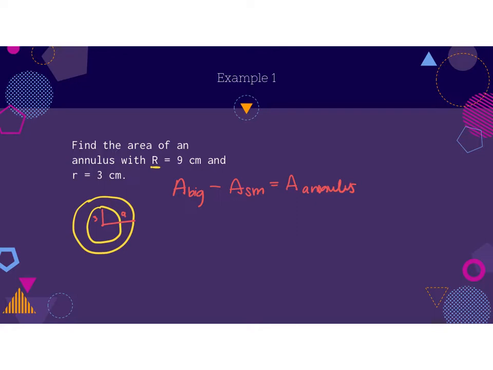So our formula again is pi r squared. If we're looking at the big, we have pi times 9 squared. Then we'll subtract away the area of the small, again pi r squared because it's a circle, so minus pi times 3 squared. We now need to simplify. 9 squared is 81 pi, minus 3 squared is 9 pi, and we can simplify here because these are like terms. We can do 81 minus 9 to get 72 pi, and that's the area of our annulus. Again, leave it in terms of pi.